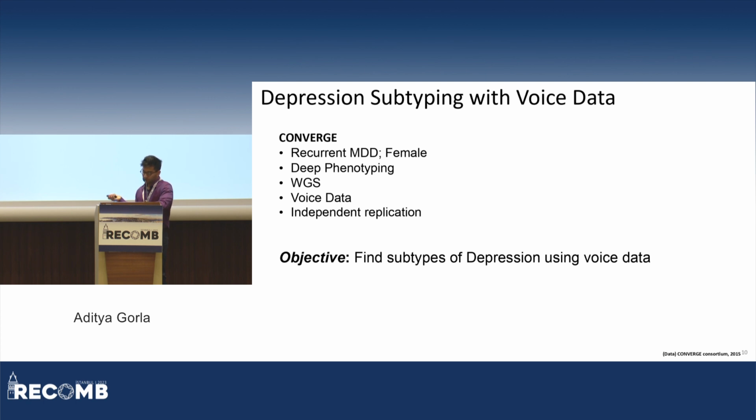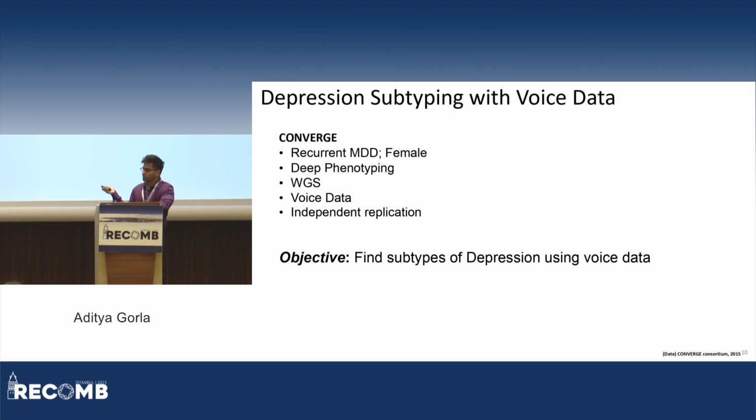So we have access to this large study called CONVERGE. CONVERGE has about 7,000 samples of recurrent MDD cases and controls, exclusively from mainland China, and they're all females. It's unique in the sense that it has deep phenotyping, so they have a lot of questionnaires, family history information, and so on. But it also has whole genome sequencing, and most importantly, we have voice data for all the participants in the study, and an independent replication data set of MDD cases and controls from the same population collected 10 years apart.